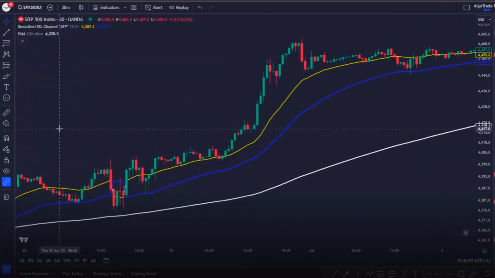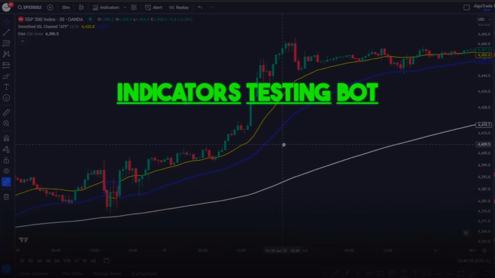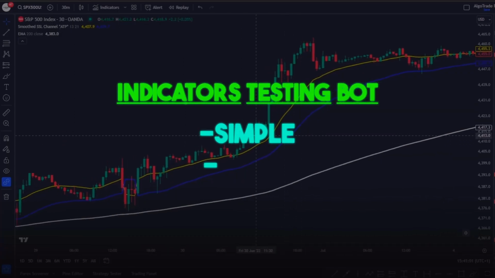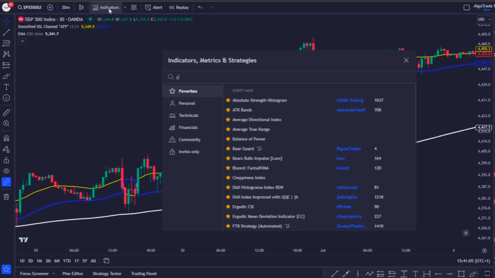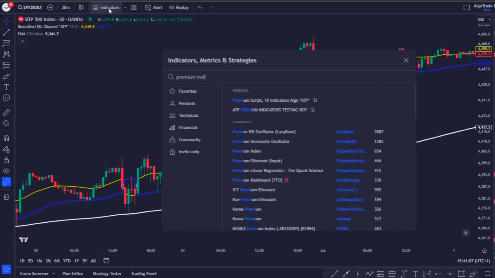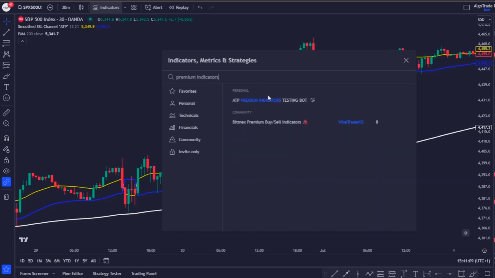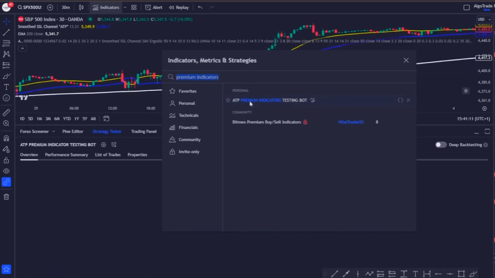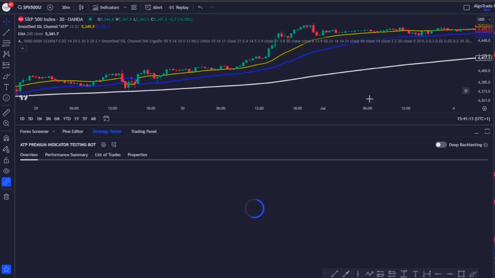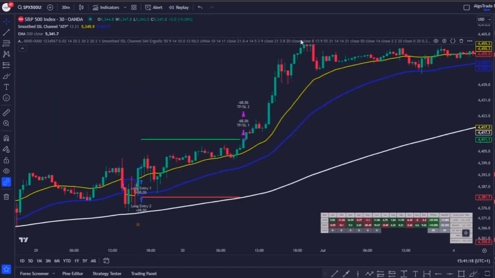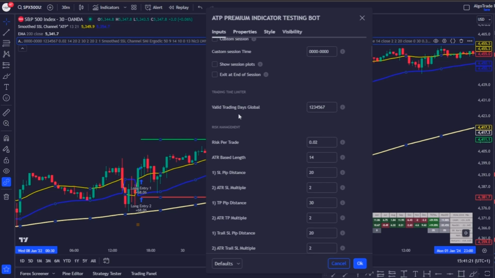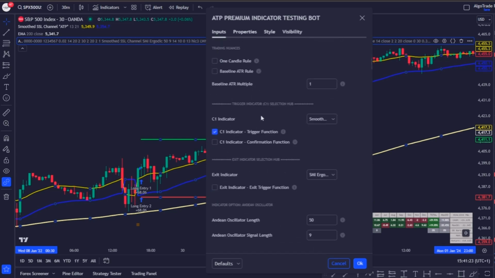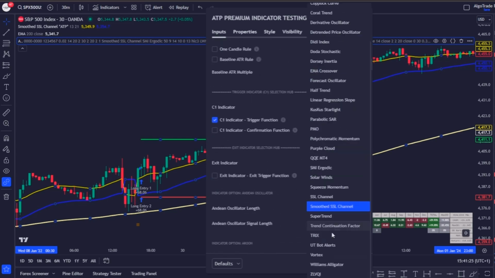As usual, I will use my indicators testing bot to perform the backtests in a simple, quick and efficient way. To do this, I just need to go to the Indicators tab again, search for ATP Premium Indicators Testing Bot and add it to my charts. With this tool, I can test both individual indicators and complete strategies, customizing everything from data samples and trading sessions to risk management and even the indicators I want to test.